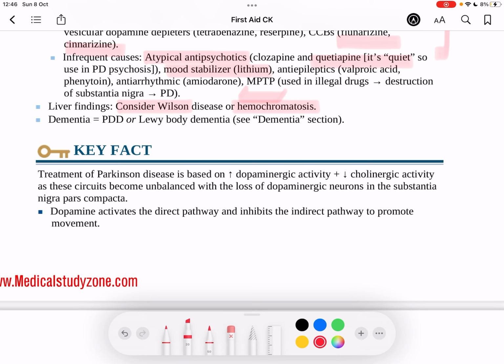And then dementia. This is really important, and we're going to be discussing this in the neurodegeneration module. People with Lewy body dementia, it's a separate diagnosis to Parkinson's disease, and we'll discuss that in a separate video.